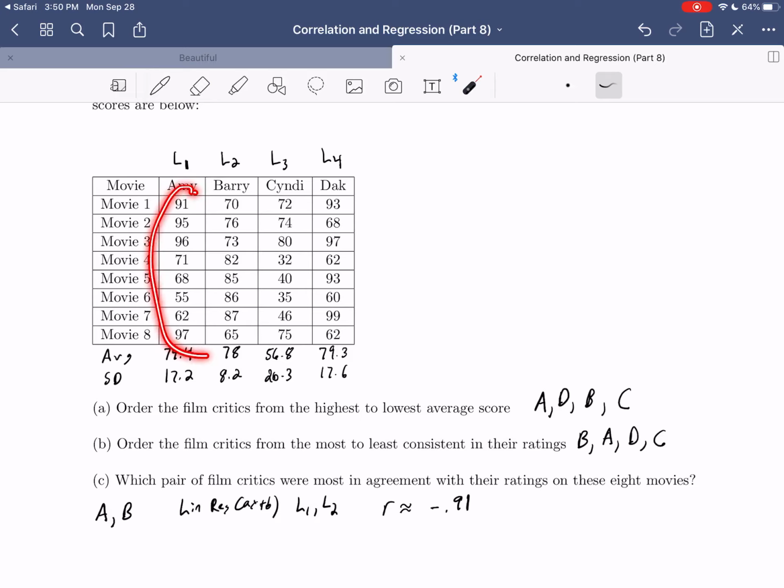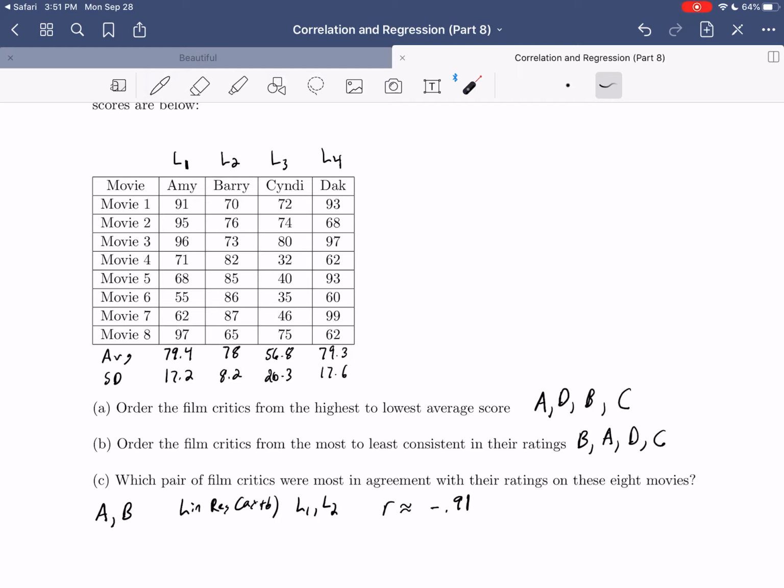Let's see if we can actually see that in the data. Notice that some of the movies that Amy thought were best, movies like movie 1, 2, 3, and 8, notice those are all 90 scores, and her average was 79.4, so 90s are certainly good scores, are also the ones that Barry gave lower scores to. Now, of course, his low scores were the 70s and that 65, but of course, those 70s and that 65, they are lower than the average of 78.